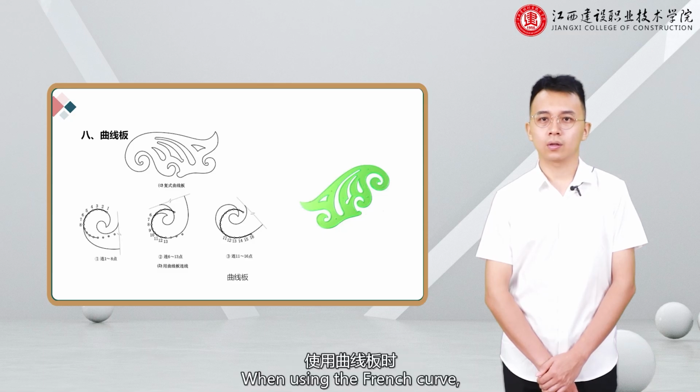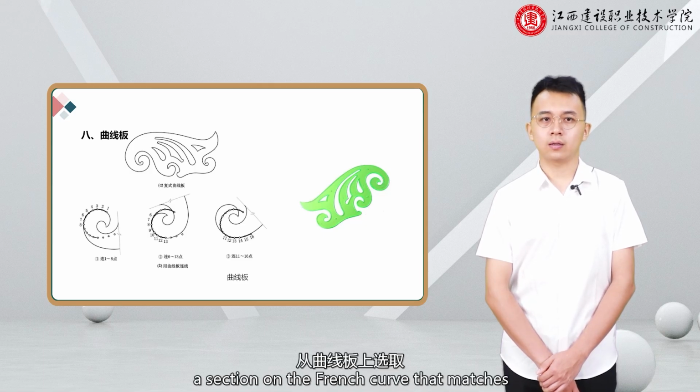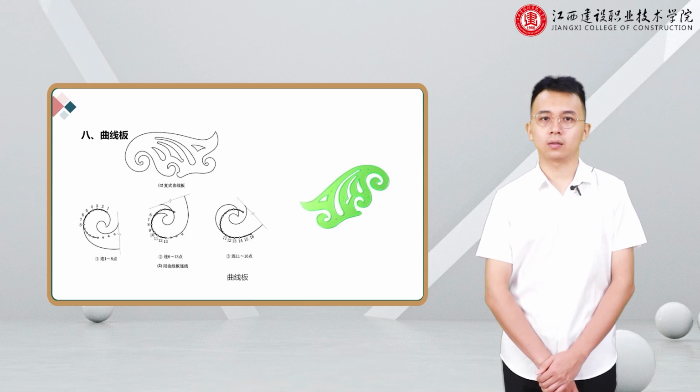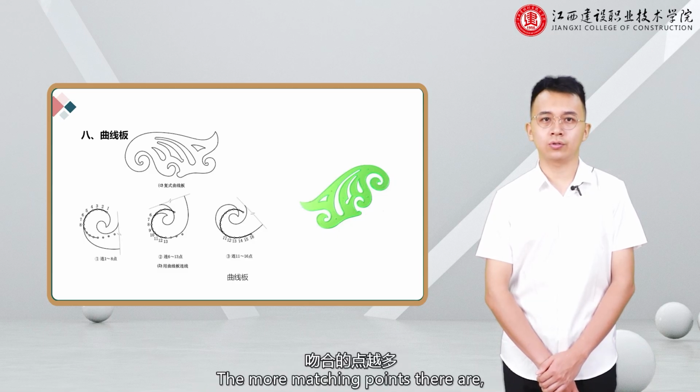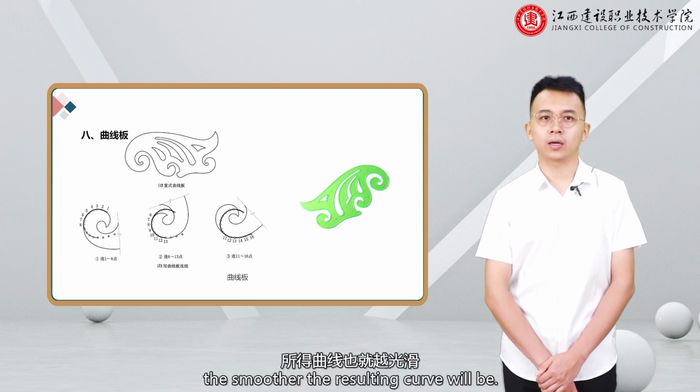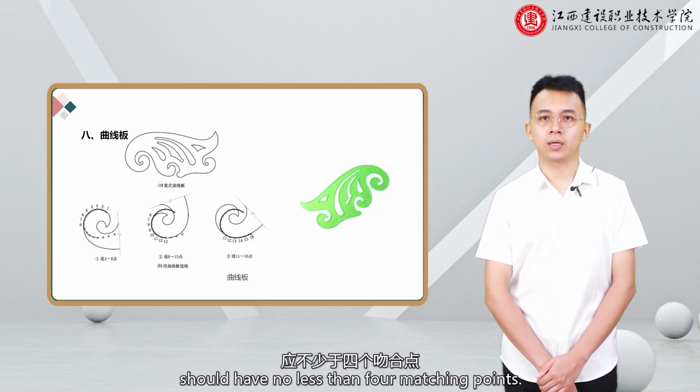When using the French curve, according to the bending trend of the curve, a section on the French curve that matches the curve to be drawn should be selected for drawing. The more matching points there are, the smoother the resulting curve will be. Each section of the curve drawn should have no less than 4 matching points.